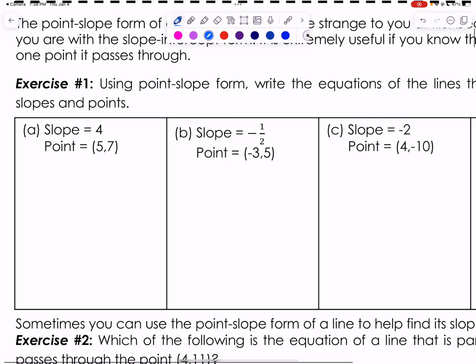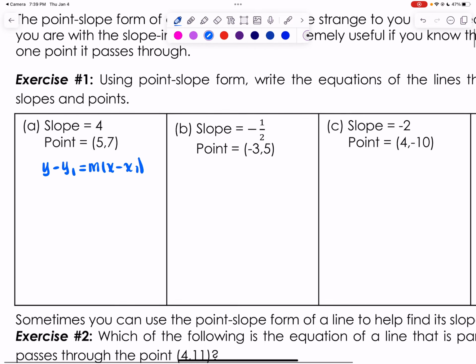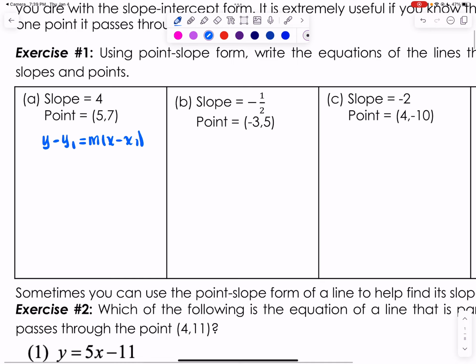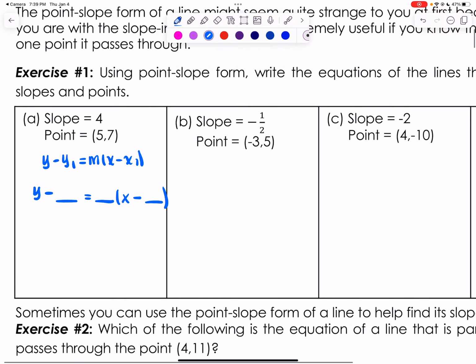So we know our point slope form is y minus y1 equals m times x minus x1. And what I said before was you're only plugging in for y1, your slope, and then x1. So how I do this first example is I always just sort of do plugins. So we know what our slope is. Our slope is 4, and that goes where our m is. So I'm going to put a 4 in right here.